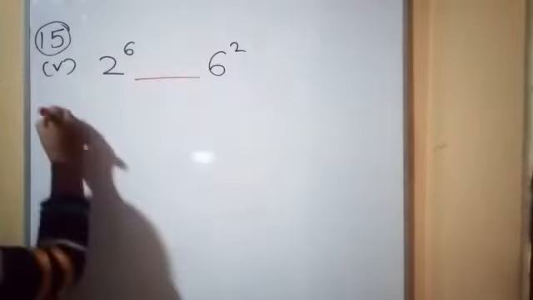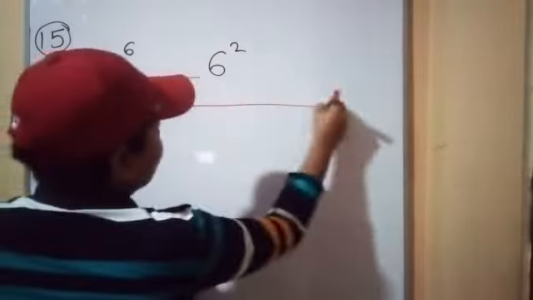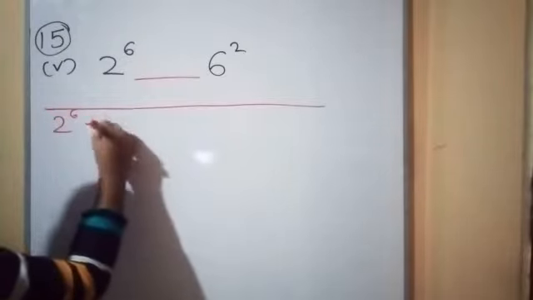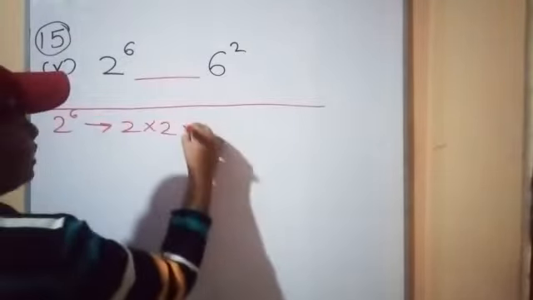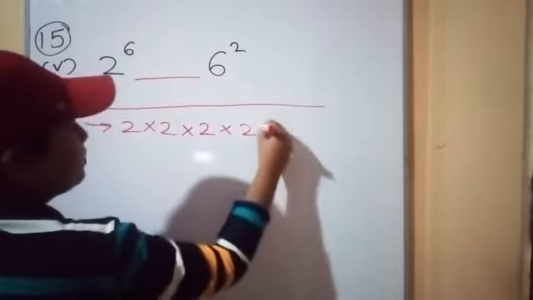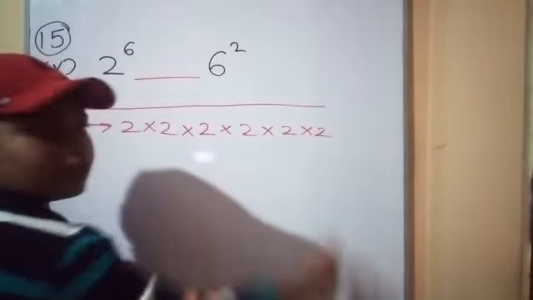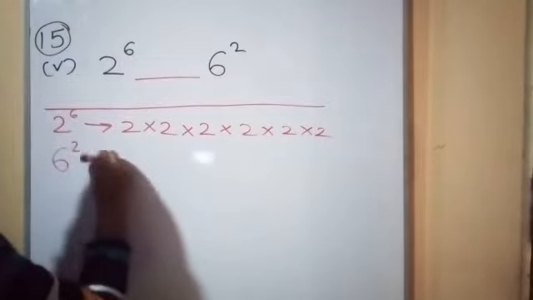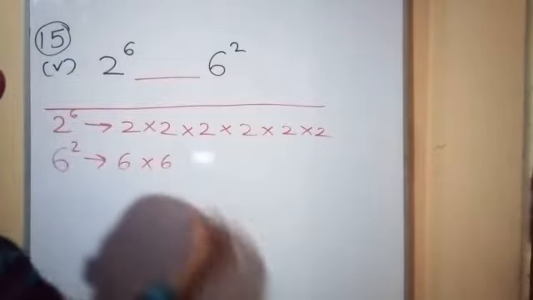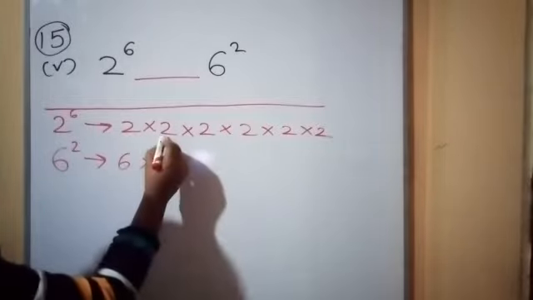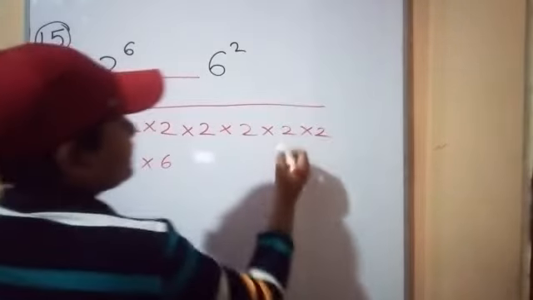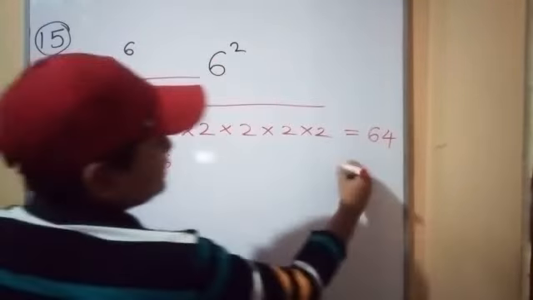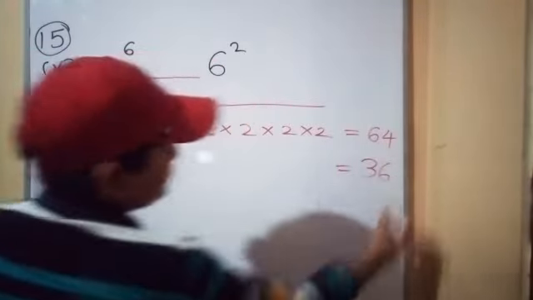Now let's find the method. 2 to the power 6 means 2 multiply 2 multiply 2 multiply 2 multiply 2 multiply 2. There are six 2's. 6 to the power 2 means 6 multiply 6 only. Now 2 multiply 2 is 4, 8, 16, 32, 64. And 6 multiply 6 is 36.